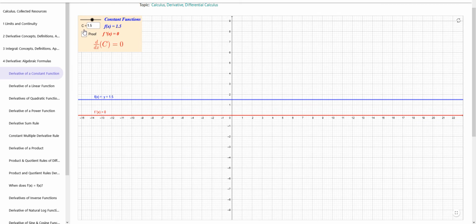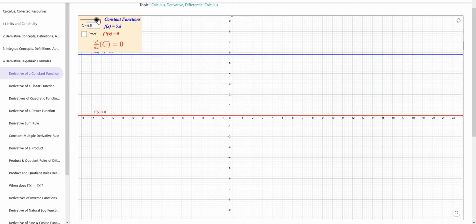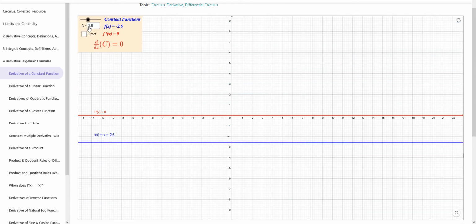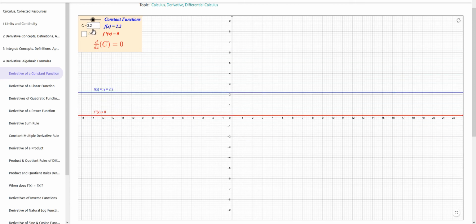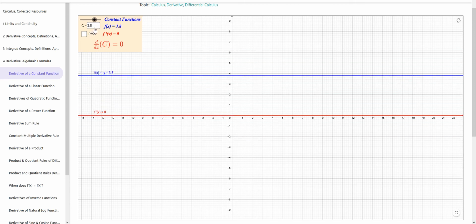So notice that a constant function is just a graph of a horizontal line. Okay, and the horizontal line looks like this. Y equals a constant, so for example y equals 3.8. It's just a horizontal line. Now what's the derivative going to look like? Well, it's pretty easy to see that the derivative is just going to be 0.